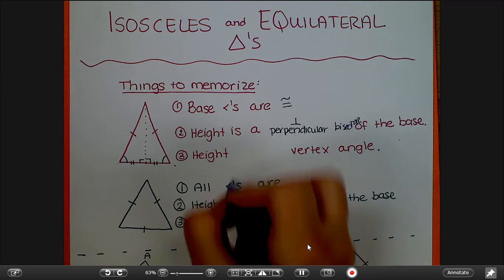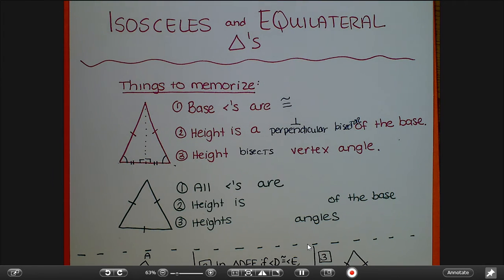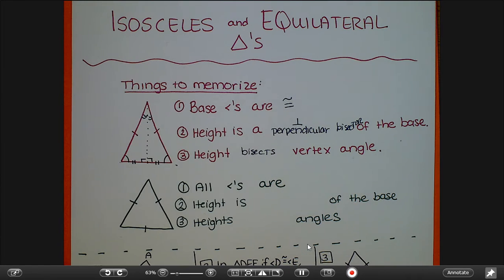And also the height bisects, or cuts in half, the vertex angle. So that would be marked like this to show that those are congruent. And we'll use that in many ways throughout time, so you just need to make sure you have that memorized.